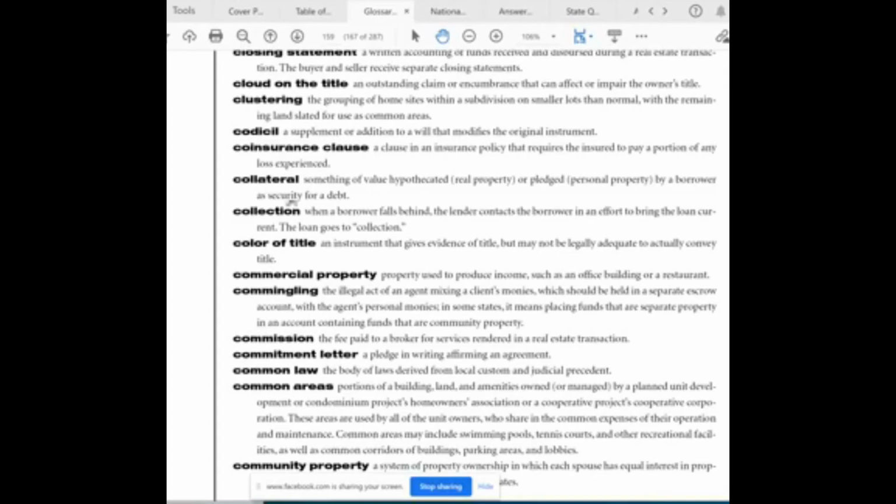Color of title. An instrument that gives evidence of title, but may not be legally adequate to actually convey title.